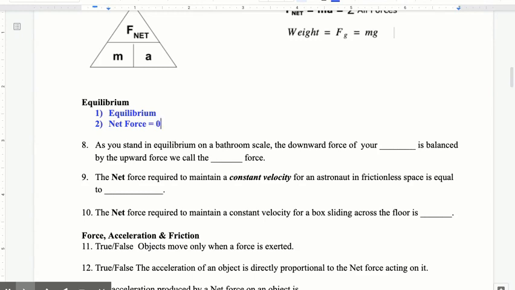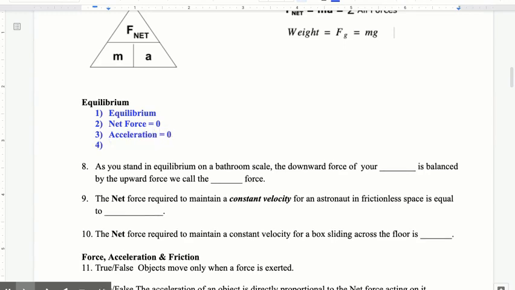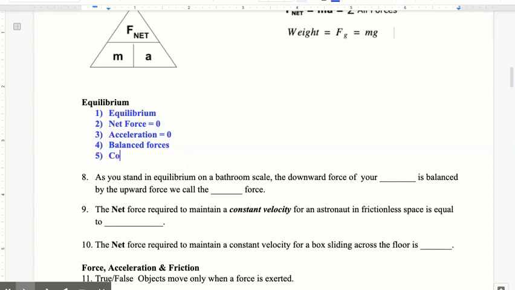The net forces are 0. Acceleration is 0. All balanced forces. Constant velocity. This is another thing to have at the top of your page. If you see a question on equilibrium, then think about it, you need to recall all 5 of these things. Okay, as you stay in equilibrium, that's an important thing.